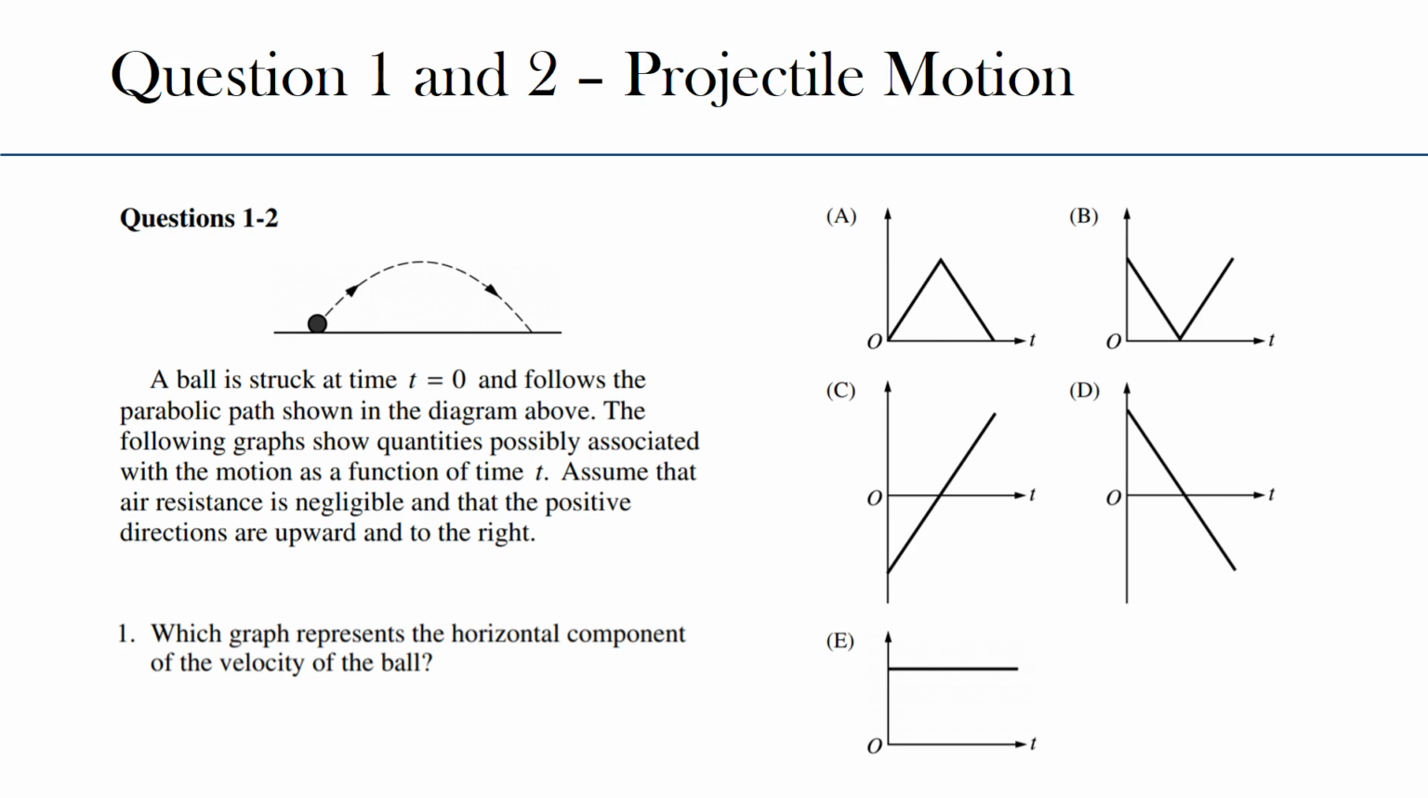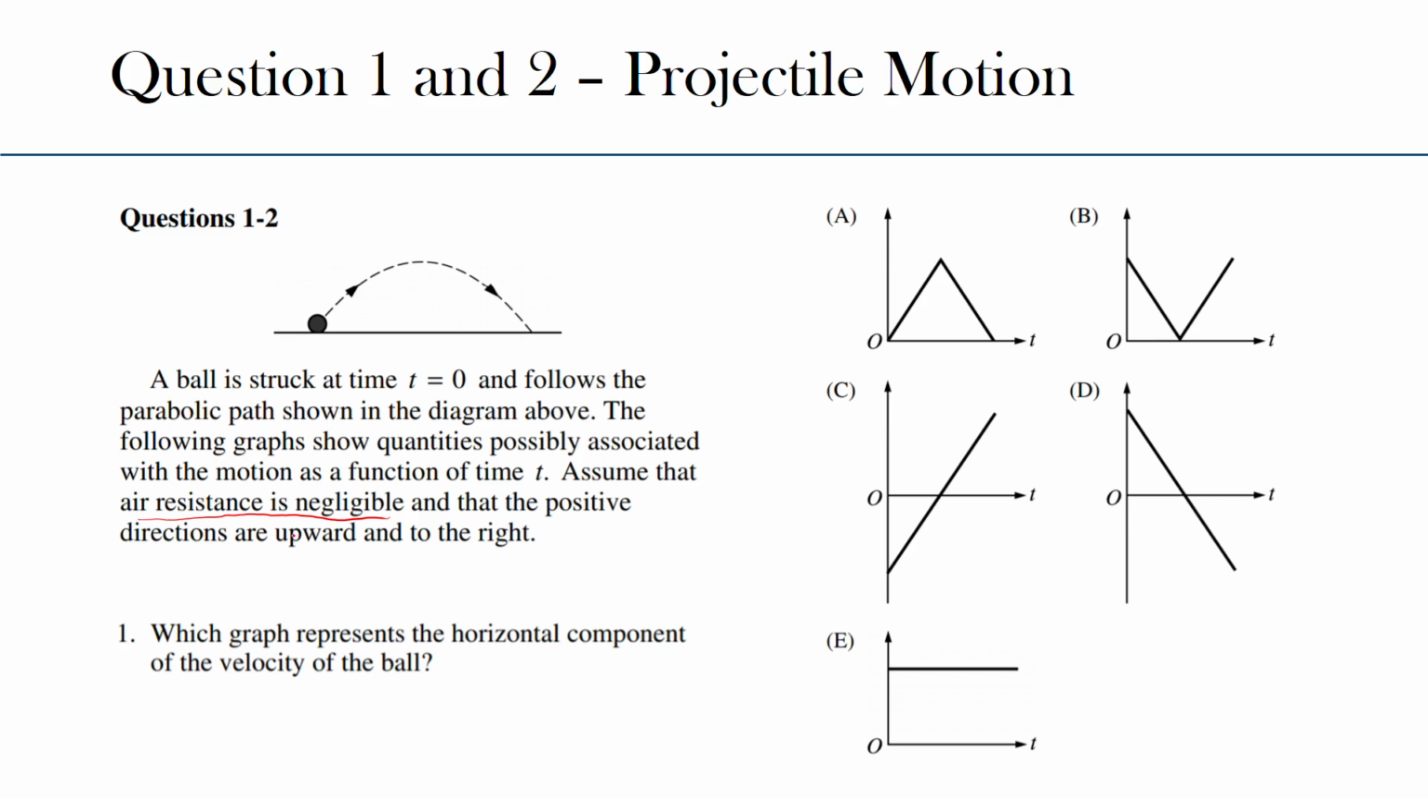So let's take a look at this question. There's a ball which is struck at time 0 and follows a parabolic path, which is basically a projectile motion path. The question says to assume there's no air resistance, which is almost always the case for the AP Physics exam, because with air resistance the question would be too hard to solve. And we assume positive directions are upward and to the right.